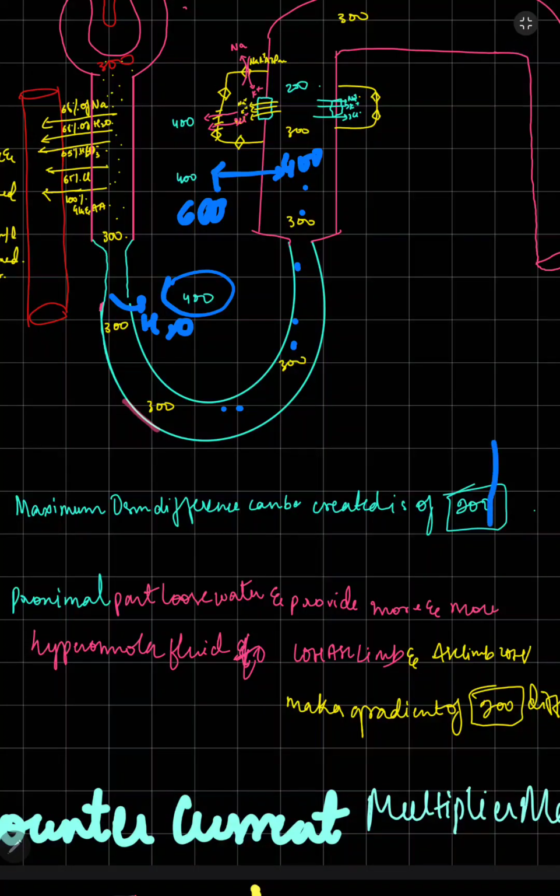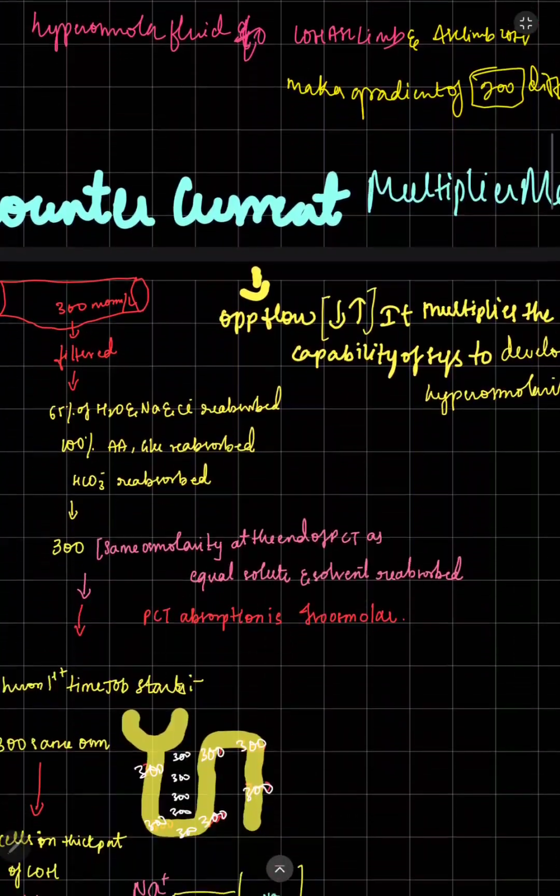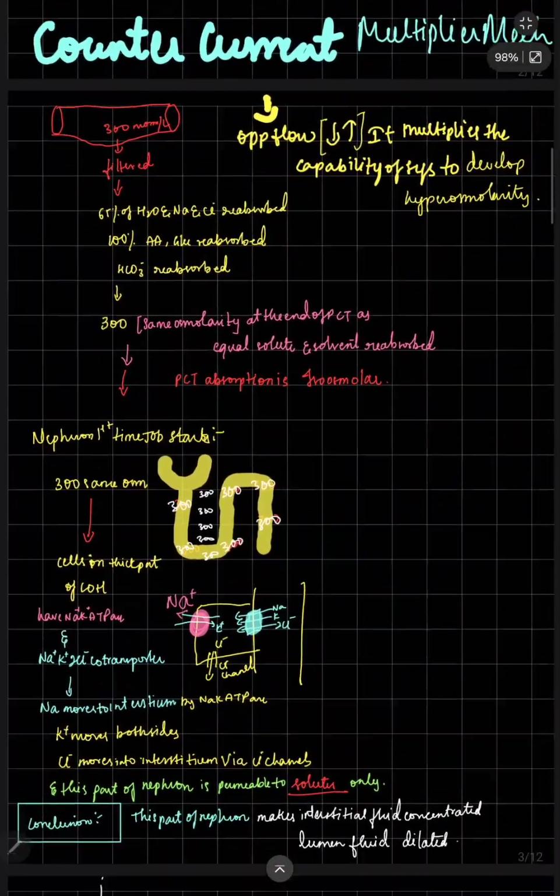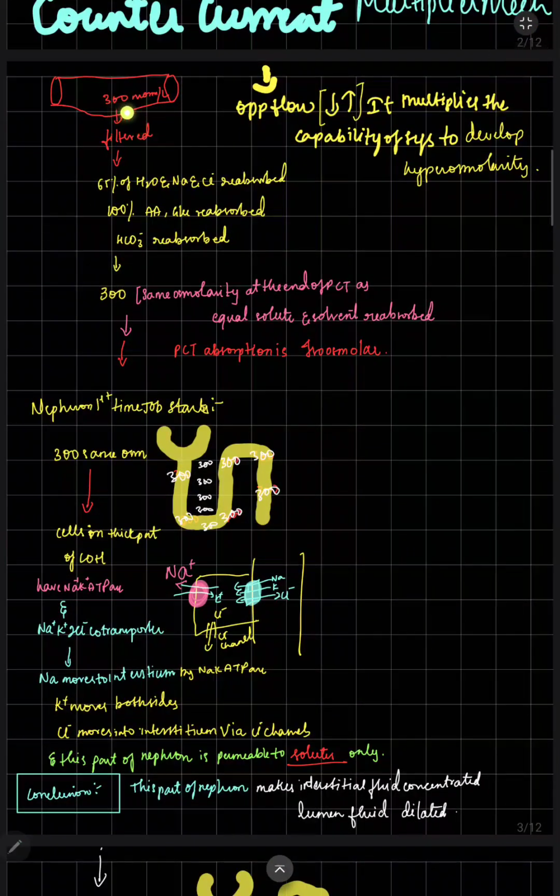Okay, now we're going to understand this part in more detail further. Now let's look at this. So firstly, 300 milliosmol is filtered and an equal amount is reabsorbed. The 300 is present at the end of PCT as equal solute and solvent has been reabsorbed. So we are considering here that the nephron is working for the very first time, and 300 milliosmol has been filtered, and there is 300 milliosmol per liter at the end of PCT.